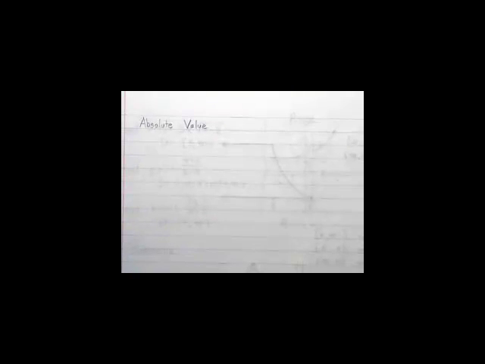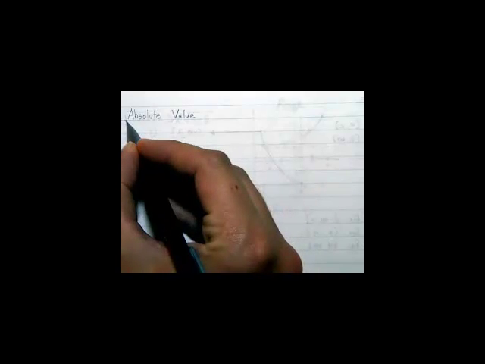Alrighty. We're going to finish up with section 1-2 here. Like I said, the only two things we need to go over are absolute value and composite functions. And, okay, so what do you guys remember about absolute value? What is it?